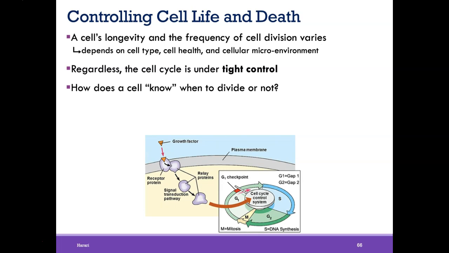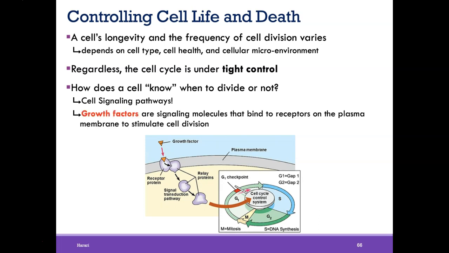So how does a cell know when to divide or not? It's a very complicated question. In cell biology, you would spend many chapters focusing on just how the cell knows when to divide. But in short, there are cell signaling pathways that tell the cell when to divide or not to divide. Specifically, we mentioned growth factors are special signaling molecules that can bind to receptors on the plasma membrane and cause some change on the inside of the cell to turn on the cell cycle.